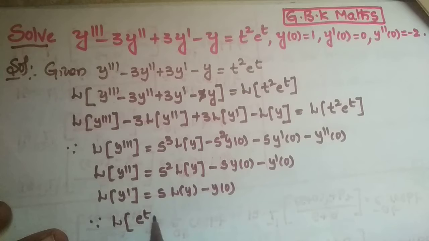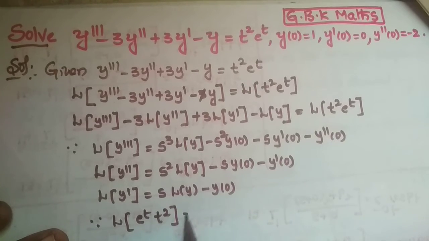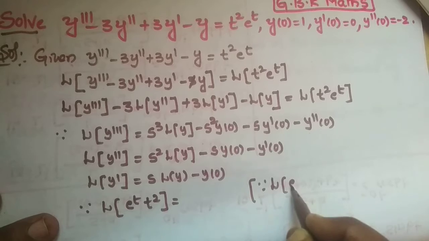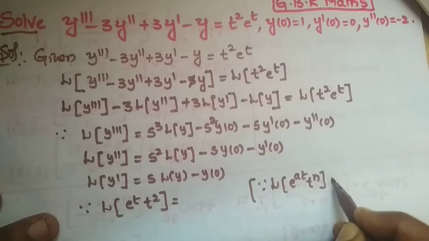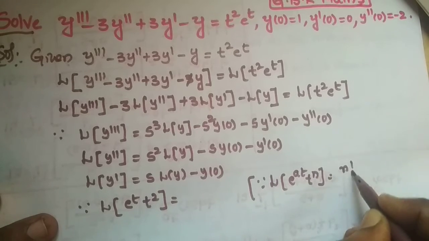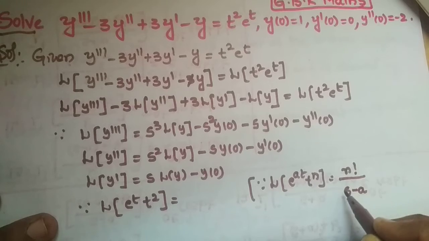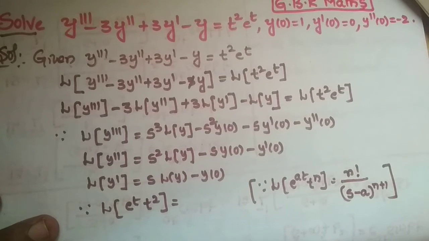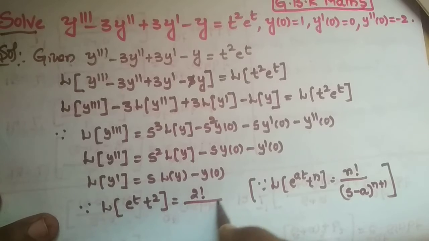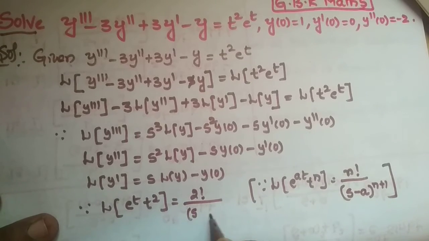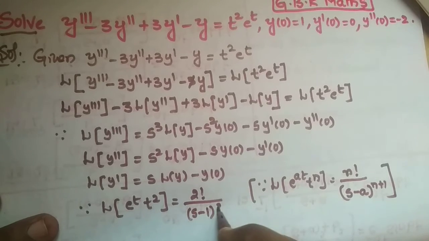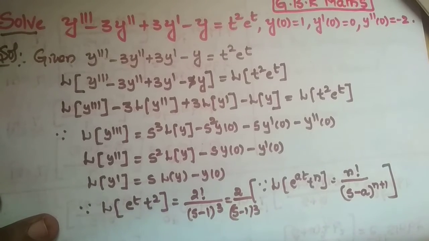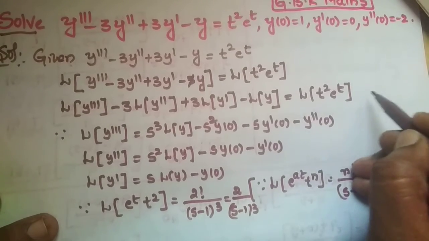Similarly, the Laplace transformation of e power t into t square: by applying the first shifting theorem, directly I am writing the formula. L of e power at into t power n is equal to n factorial by s minus a whole to the power of n plus 1. So that means 2 factorial by s minus 1 whole cube, which is 2 by s minus 1 whole cube. This is the answer, which is called equation number 1.